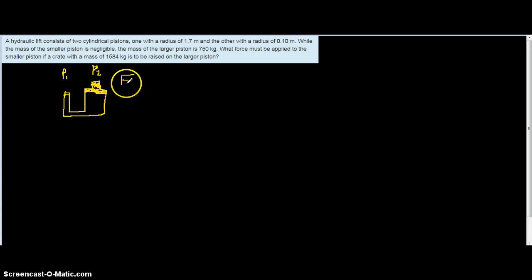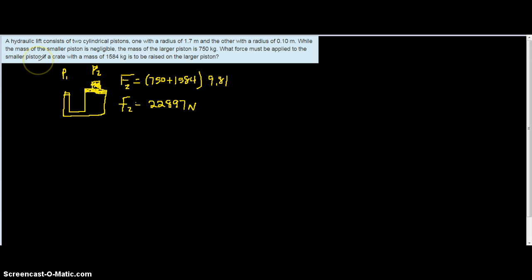To find the force on this side here, we have to take the 750 kilograms, add that to the 1584, and then multiply that by 9.81. And when I go through and do this calculation, I actually end up with 22,897, we'll call it. 22,897 newtons. That is the total weight that is experienced by this apparatus on what we'll call piston 2.